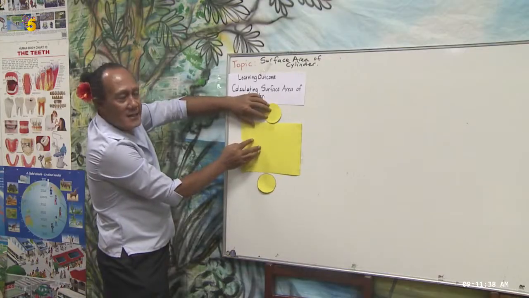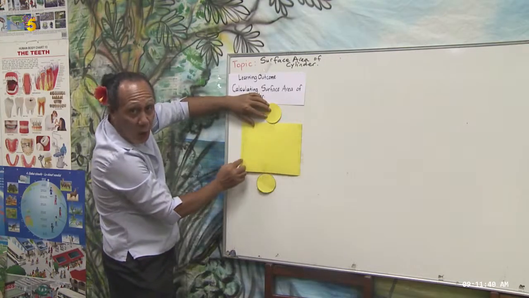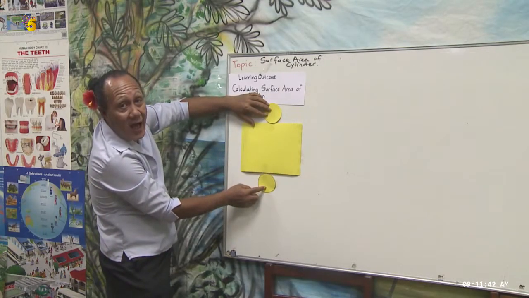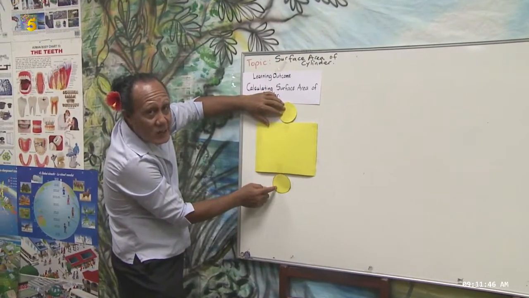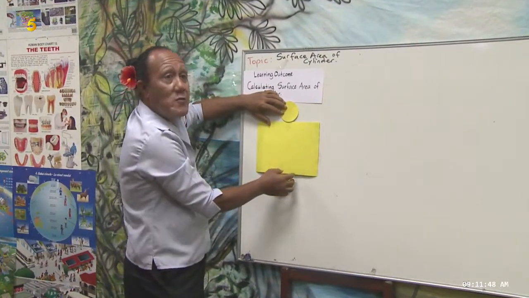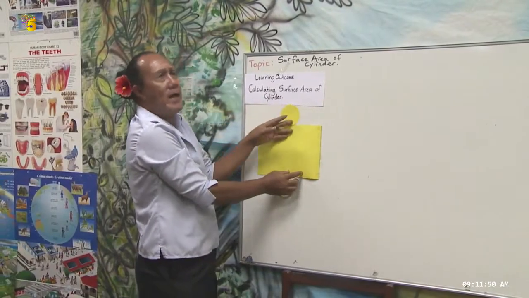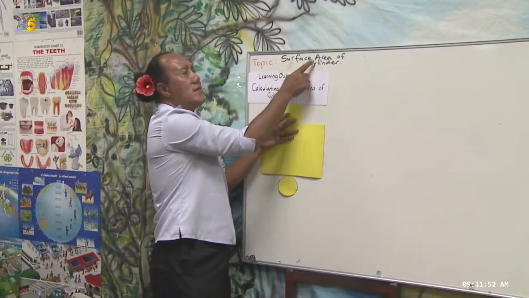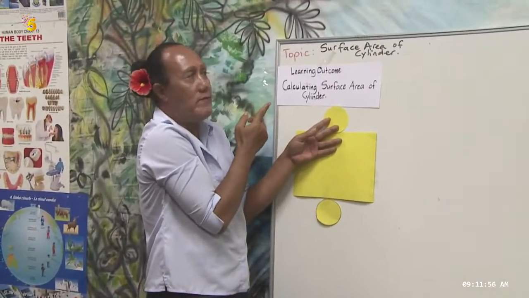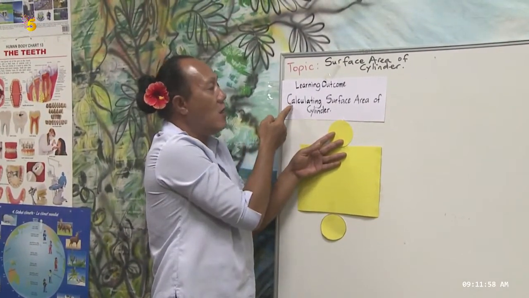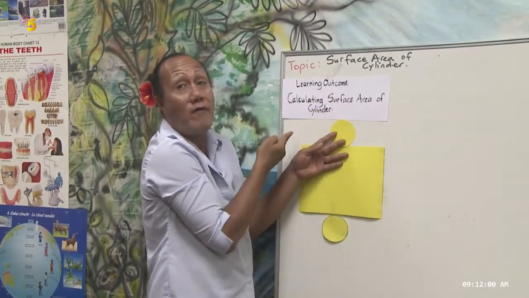The lateral part is a rectangle and the pieces are circles. So the pieces here are circles, the lateral part is a rectangle. Let's go back to our topic. Surface area of cylinder. Our learning outcome for today's lesson is calculating surface area of the cylinder.